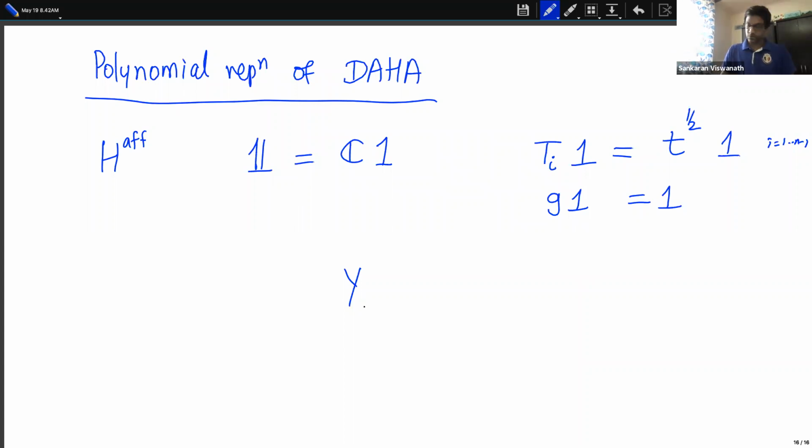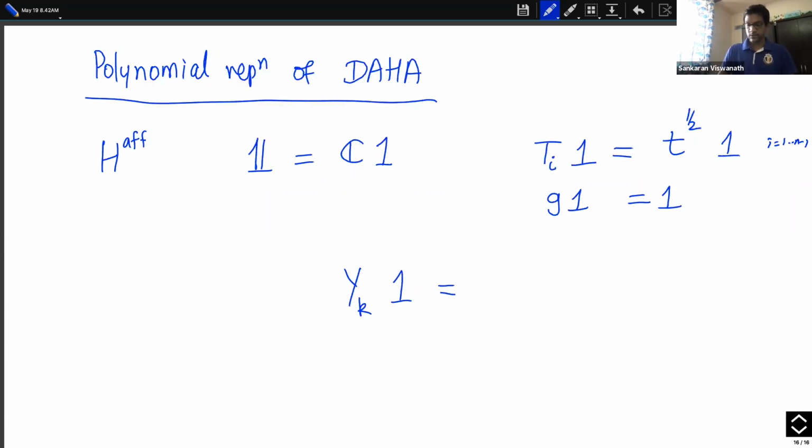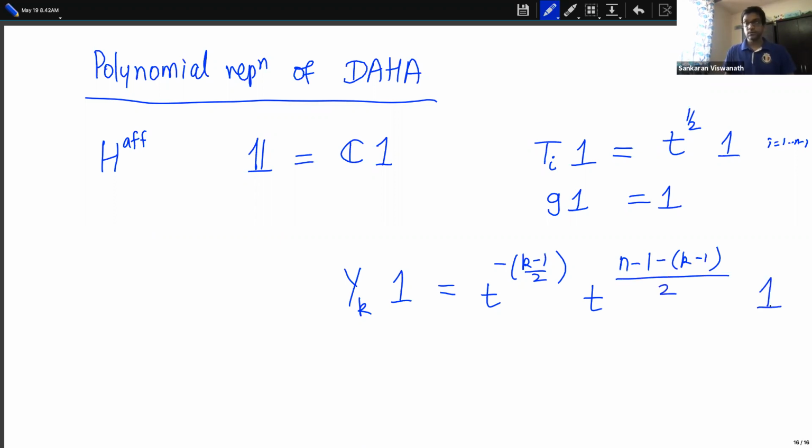Okay. So in particular, how does yk act on 1? Well, each of the t's will give rise to a t to the plus half, and each of the t inverses will give rise to a t to the minus half. So in general, this is going to look like t to the, so let's look at the minus halves. There are k minus 1 minus halves, and then there are n minus 1 minus (k minus 1) plus halves. This is a net scalar. So many t to the plus halves and so many t to the minus halves. And this tells you how the y's act.